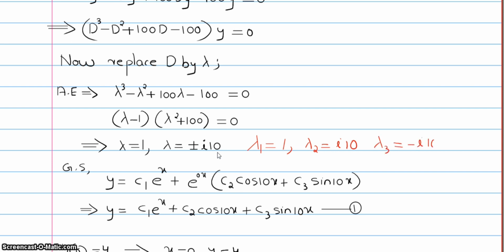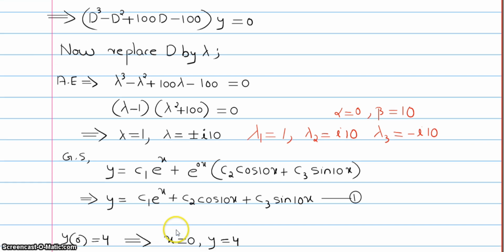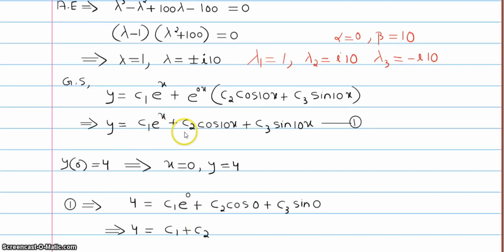So one root is real and distinct, and the other two roots are complex numbers. So for the complex number, the real part alpha is 0 and the imaginary part beta is 10. So the general solution format will be c1 e raised to lambda 1 x. Replacing lambda 1 by 1, we will get c1 e raised to x plus e raised to alpha x. The value of alpha is 0, so e raised to 0x, times c2 cos beta x. The value of beta is 10, so c2 cos 10x plus c3 sin 10x. The value of e raised to 0 is 1, so this general solution can also be written as c1 e raised to x plus c2 cos 10x plus c3 sin 10x.